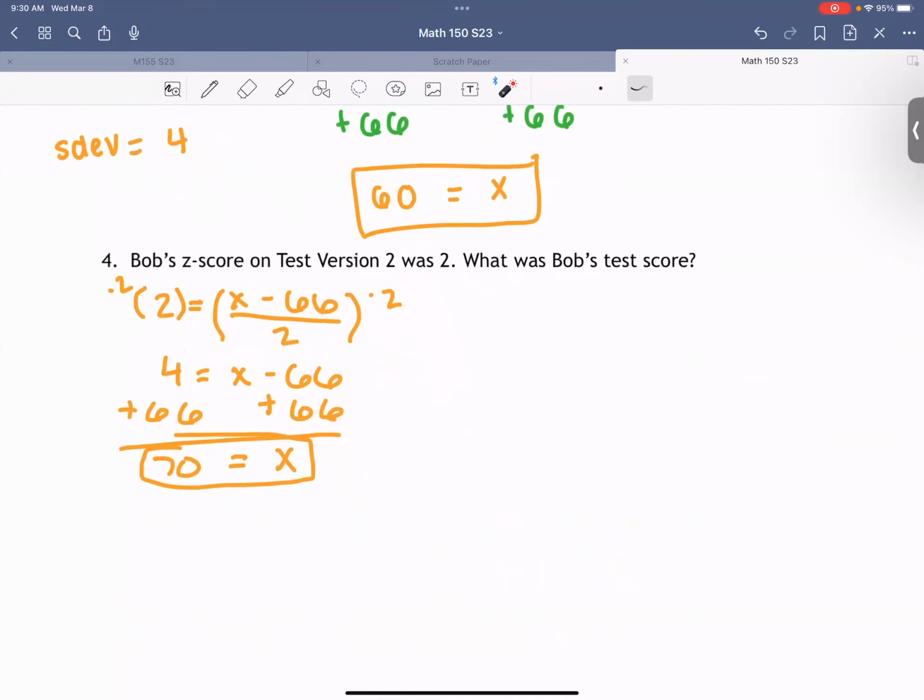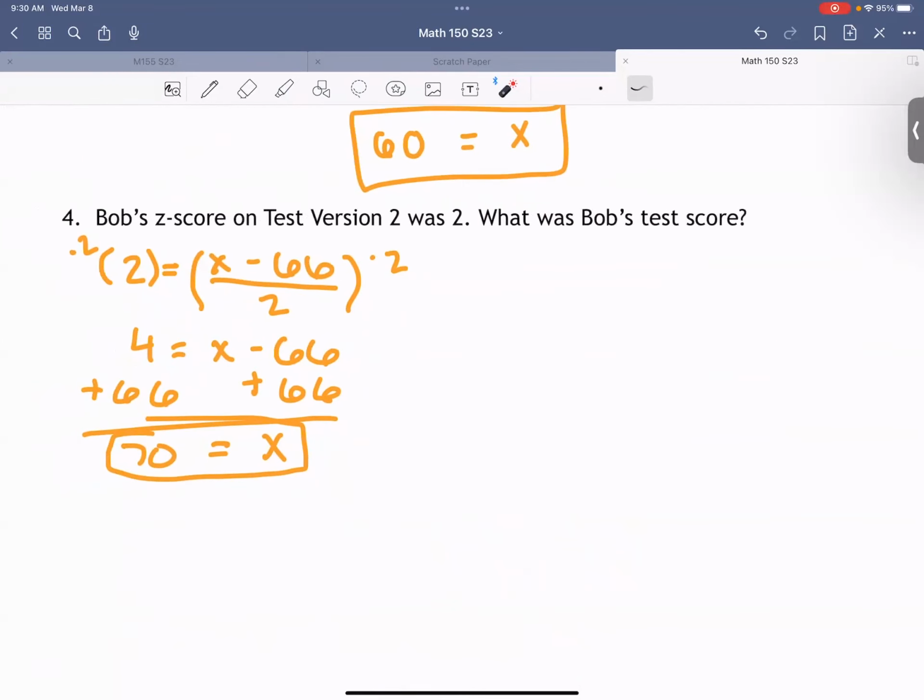All right, let's go to number 4. This time I was given the z-score and I wanted to find Bob's test score. Who wrote this one up? Is that Joey? Joey, do you want to take us through this one? Awesome job. So this time Bob's test score is 70. All right, any questions on number 1 or 4?